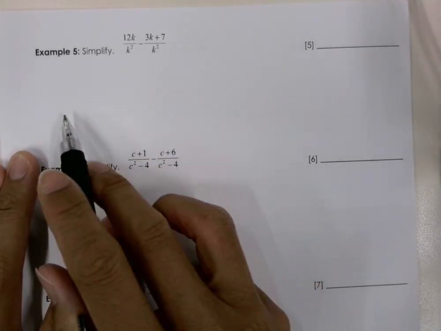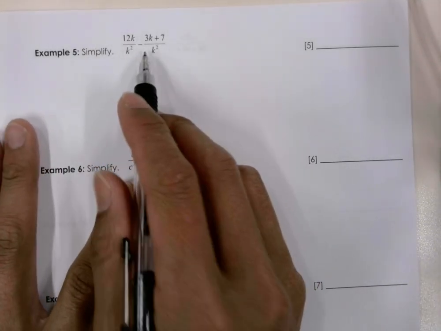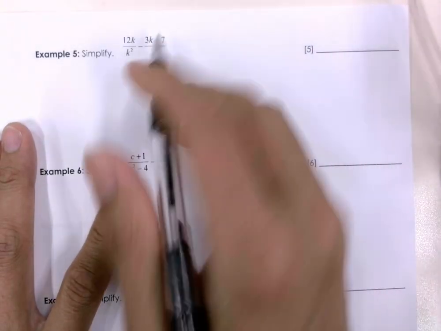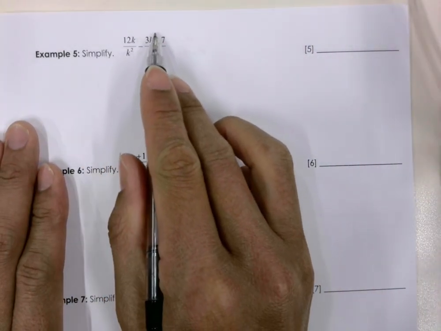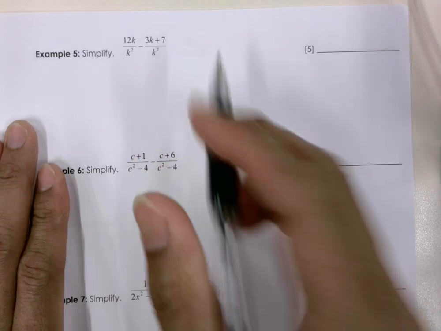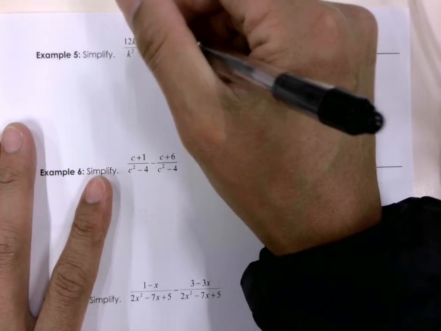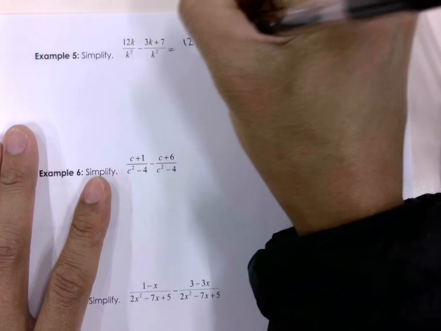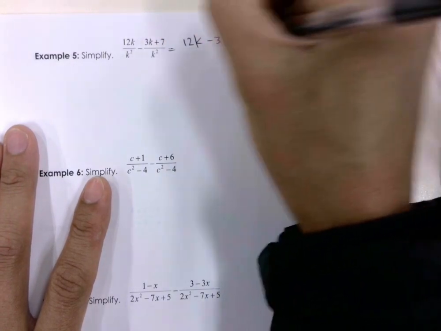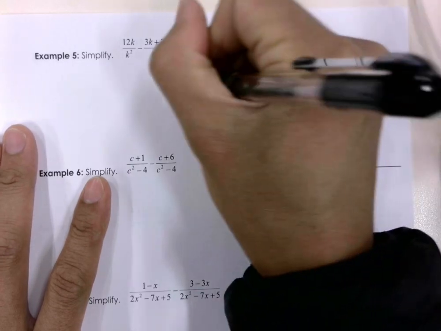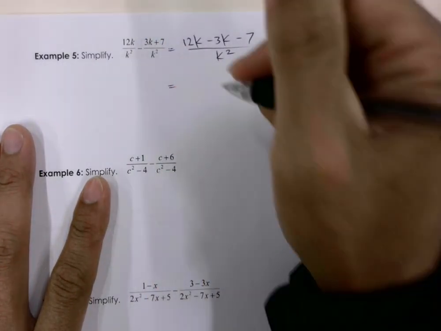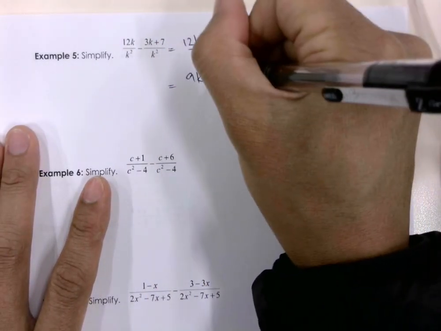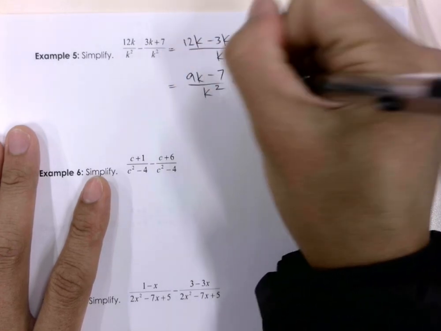Flipping the page over, we have a couple more problems, and so we have the same denominator. You want to remember when it's minus, the minus distributes out to each term in the numerator of the second term, right? So we get 12k minus 3k minus 7 over k squared. So now we'll combine our like terms and we'll get 9k minus 7 over k squared.